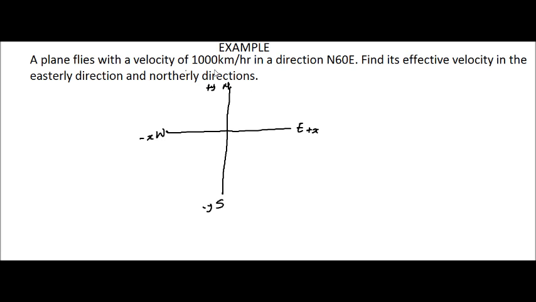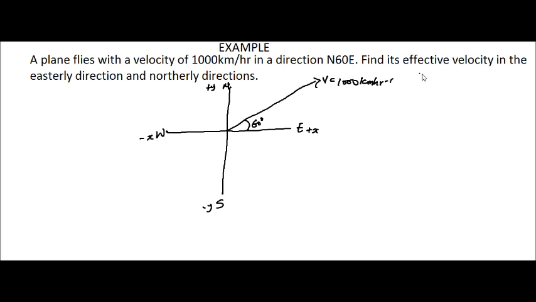Now the question says north 60 degrees east, which implies that the velocity is along this direction in between north and east. So the angle of inclination here is 60 degrees. So what's the velocity? The velocity v is equal to 1000 kilometers per hour. Right, now how do we find the effective velocity in the easterly direction? We are looking for the horizontal component of this velocity.